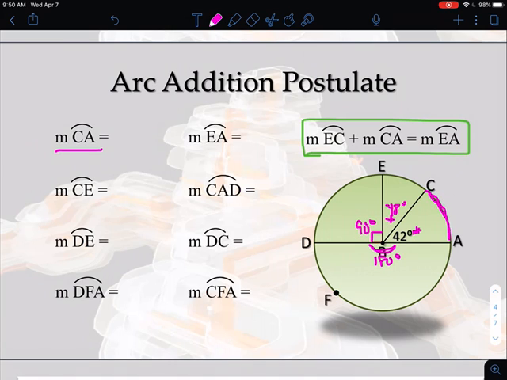We identify where the arc is. Well, that's the same as the central angle. So that's got to be 42 degrees, and that makes it a minor arc. It's less than halfway, it's less than 180, so we know it's a minor arc.